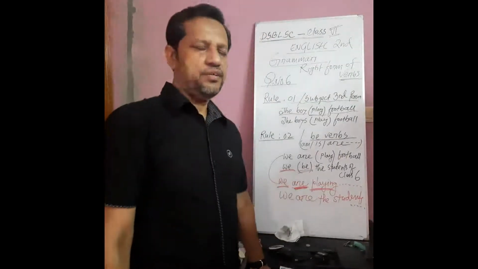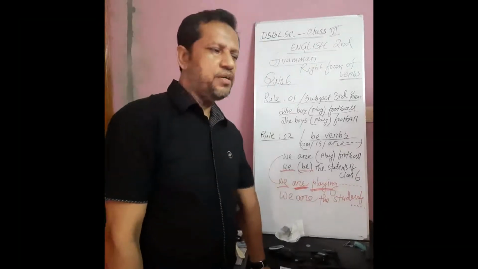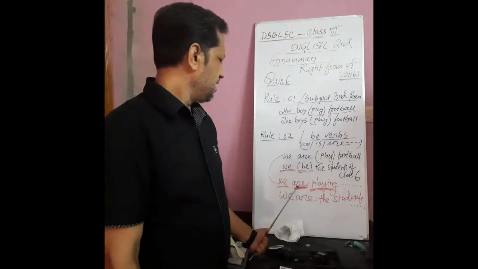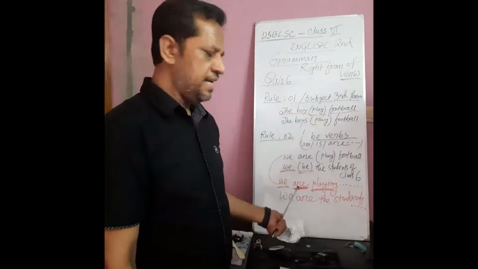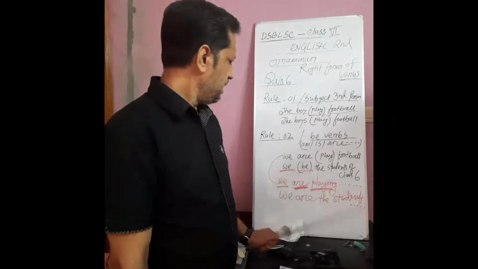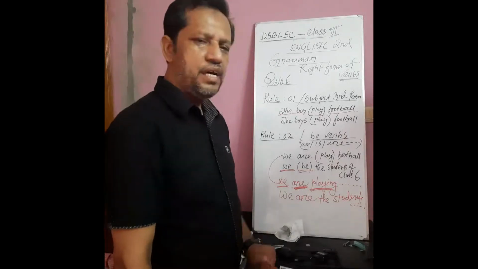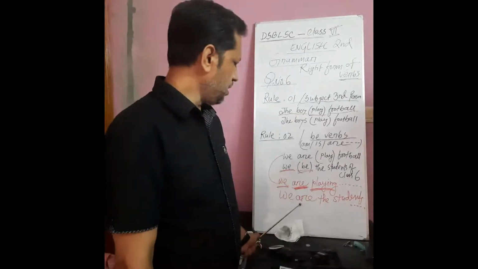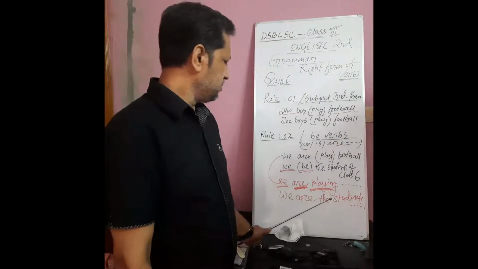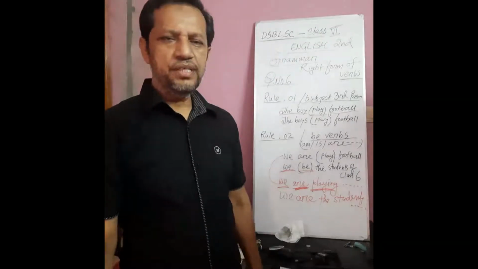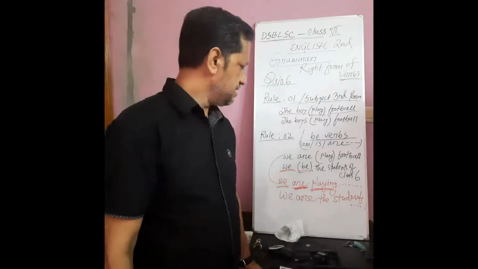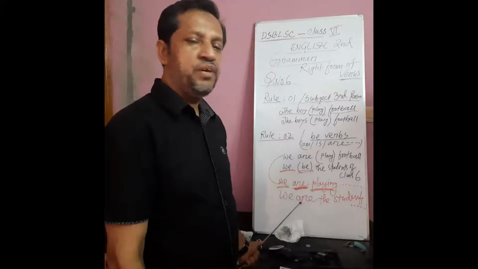My dear students, you have noticed that be verbs can be used in two ways. One is as a helping verb, or auxiliary verb, and another is that the be verb can be used as a main verb. Here, we are the students. Here the subject is we and are is the main verb.